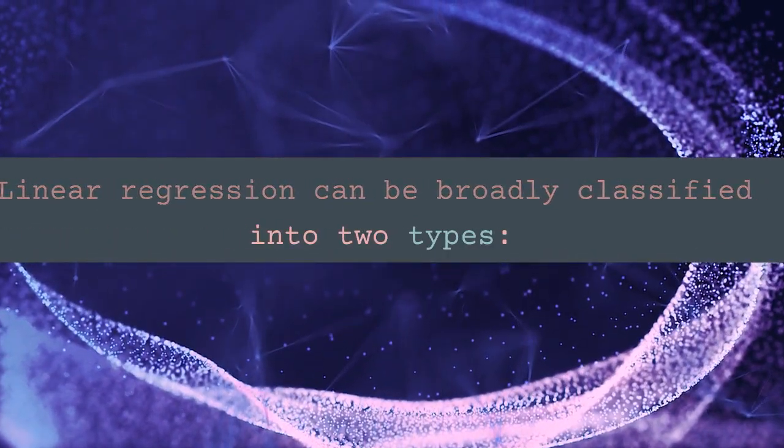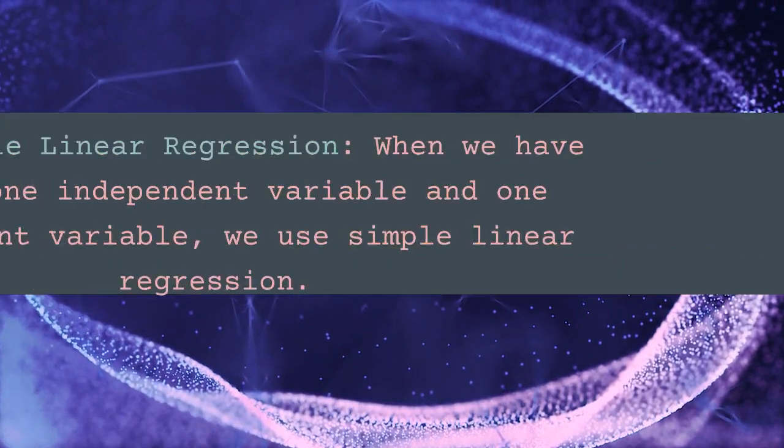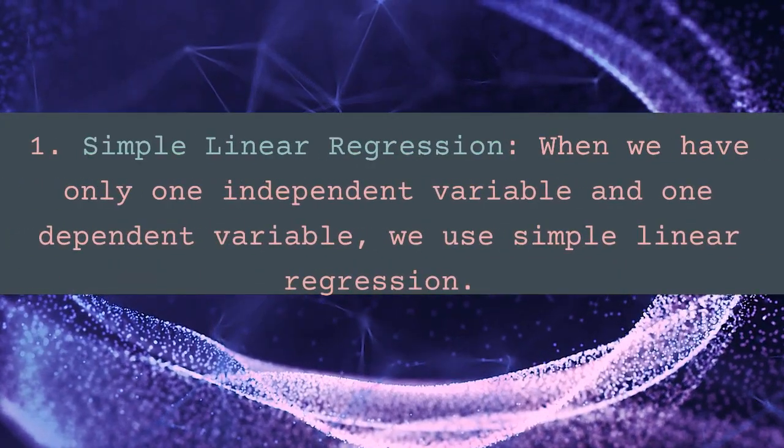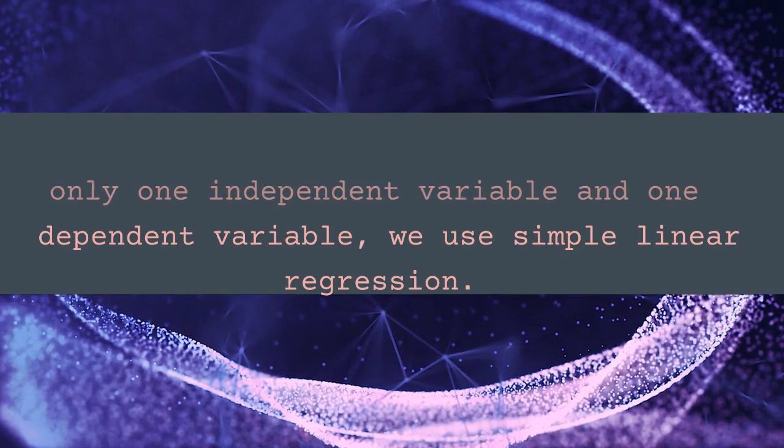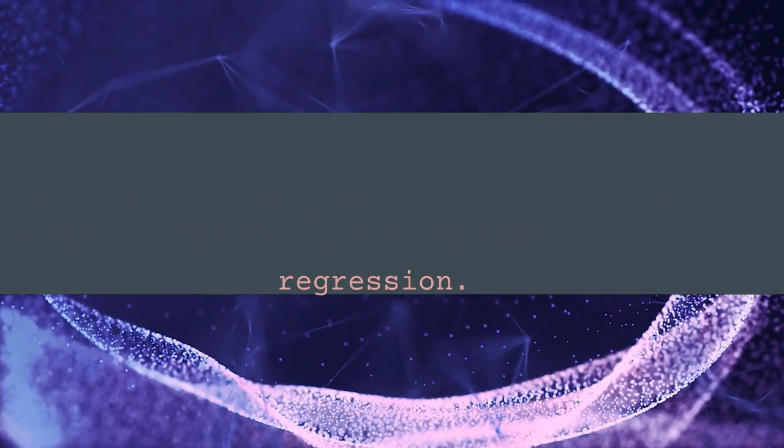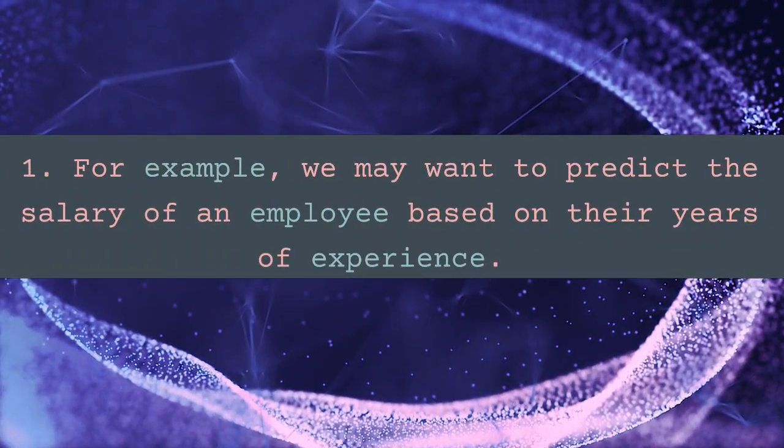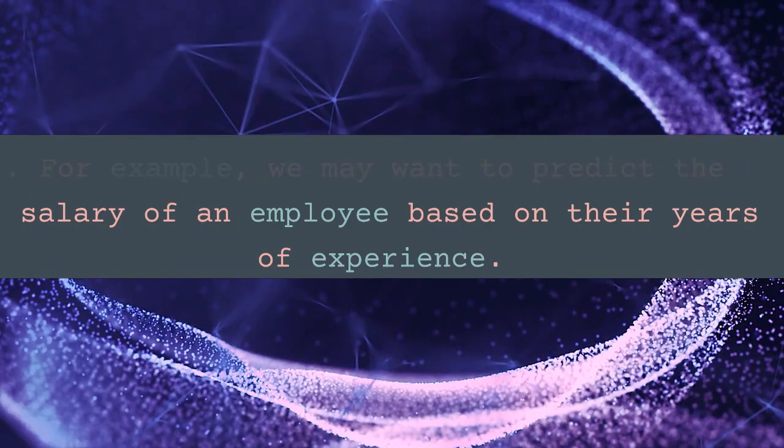Linear regression can be broadly classified into two types. 1. Simple linear regression. When we have only one independent variable and one dependent variable, we use simple linear regression. For example, we may want to predict the salary of an employee based on their years of experience.